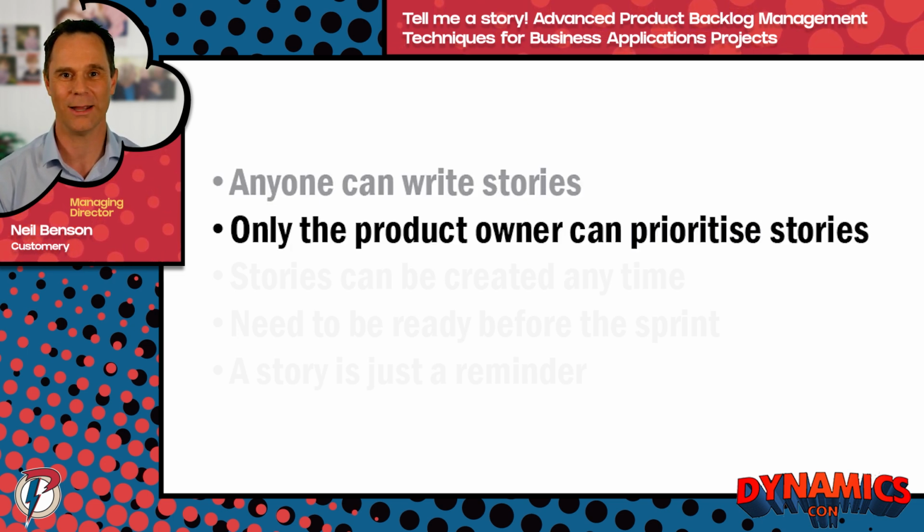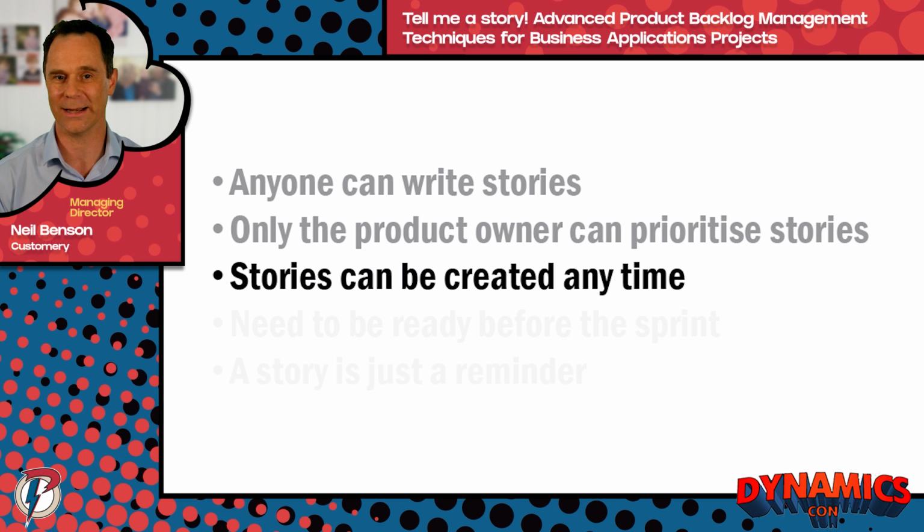Although anyone can create product backlog items, only the product owner can prioritize those items. The development team can't commit to a user story unless the product owner has asked them to include it in a sprint. User stories can be created anytime, before, during, or after a sprint.